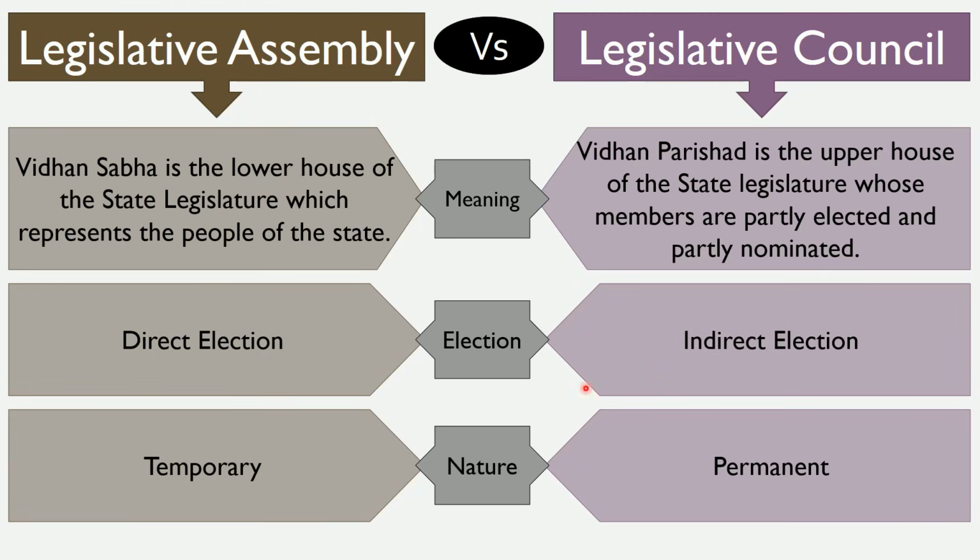When it comes to nature, the Legislative Assembly is a temporary body because it continues to operate for a period of 5 years only, after which it is dissolved. Conversely, Legislative Council is a permanent body which cannot be dissolved, but it can only be abolished when the Legislative Assembly passes a resolution for abolishing it and the Parliament approves the same.